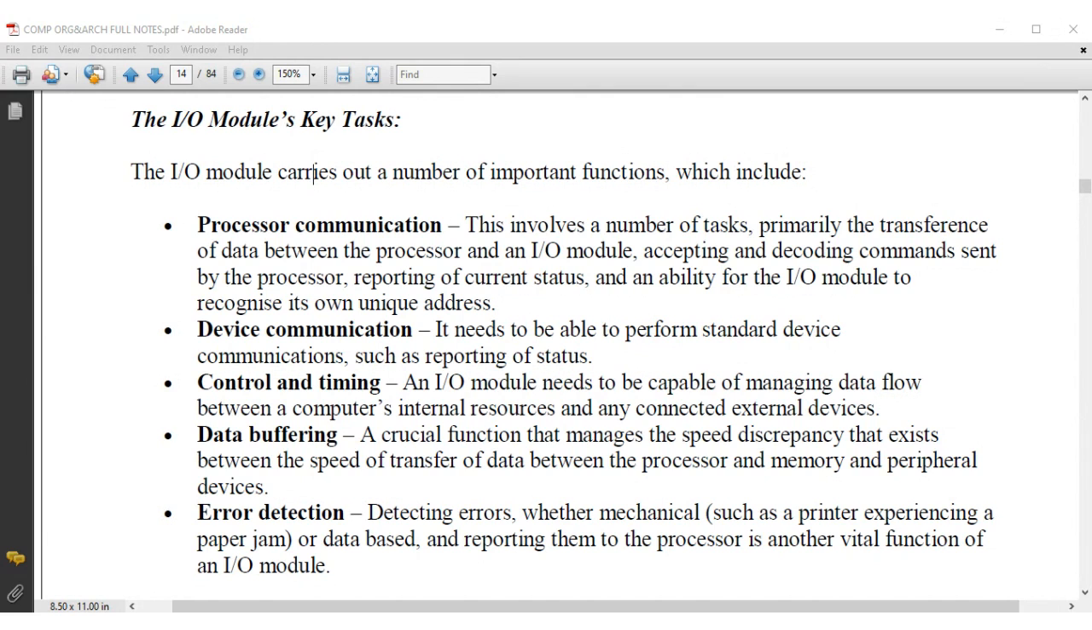So the basic function of an I/O module is to offer connectivity, or to provide an interface between a peripheral device and the computer itself. All right. So, for instance, let me show you some kinds of modules that you can actually look at.